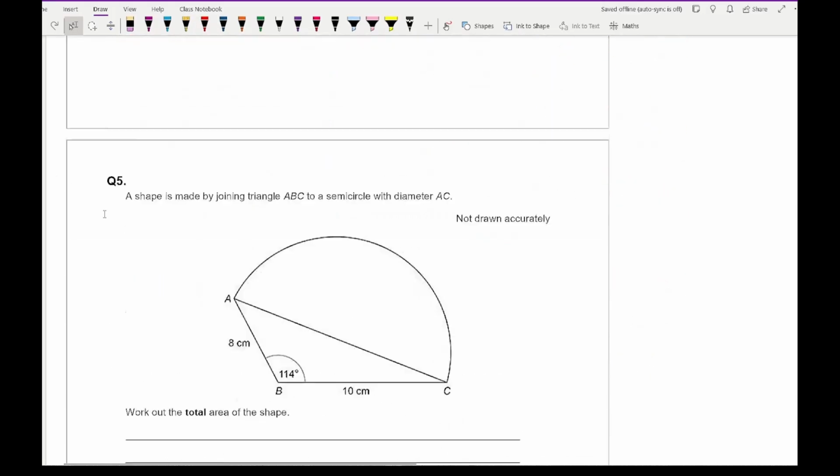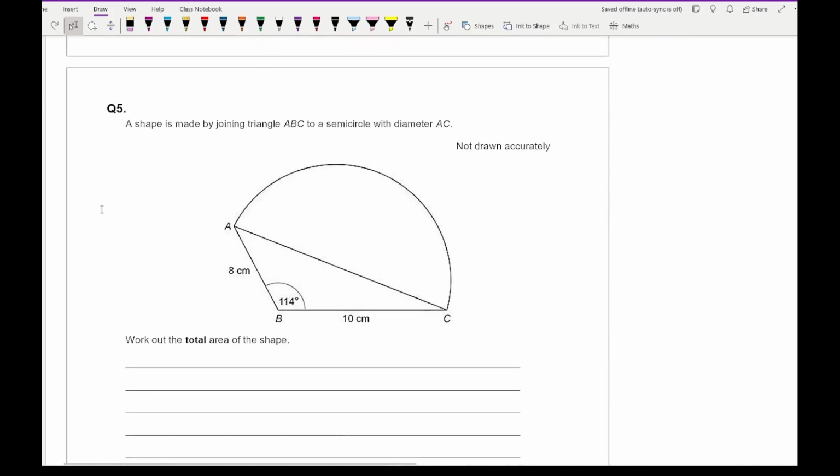Then moving on to question 5, it says that a shape is made by joining triangle ABC to the semicircle with diameter AC. Work out the area of the shape. So for this, we've got to work out this compound shape. So if I just label the shapes as A and B, so here we've got a triangle and a semicircle.